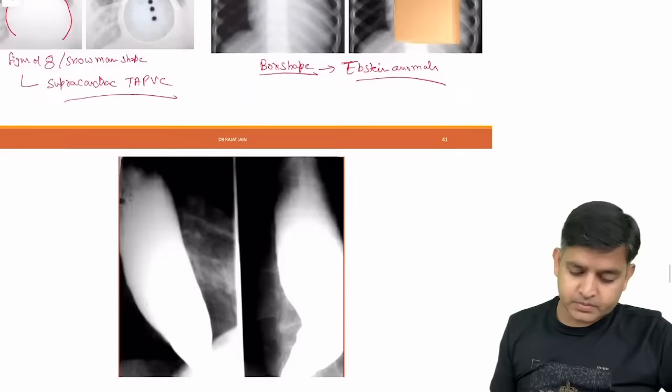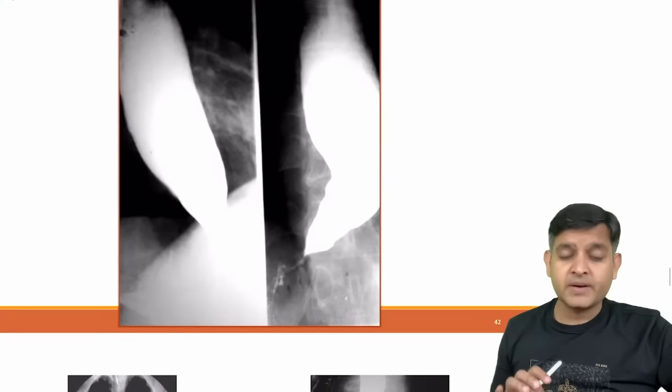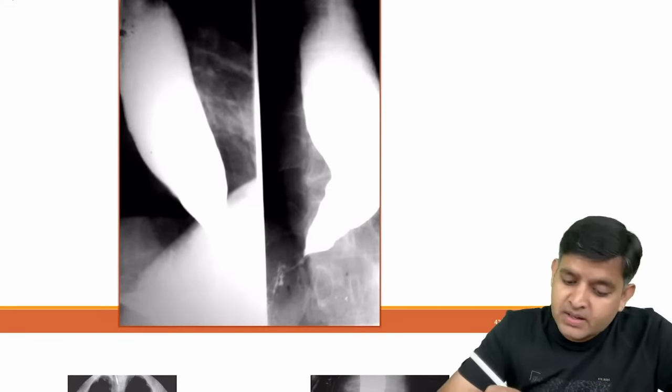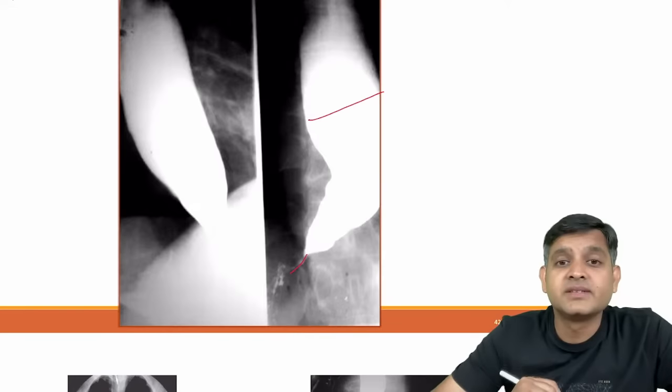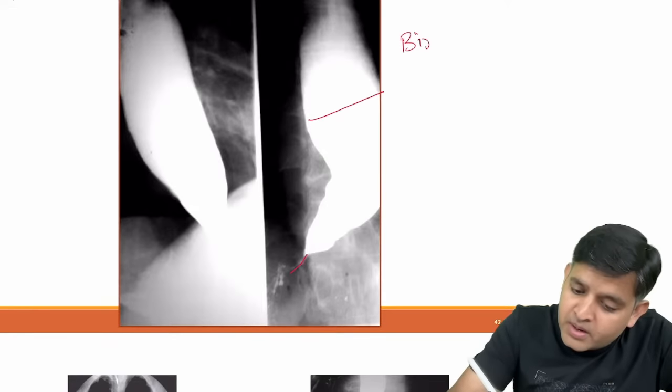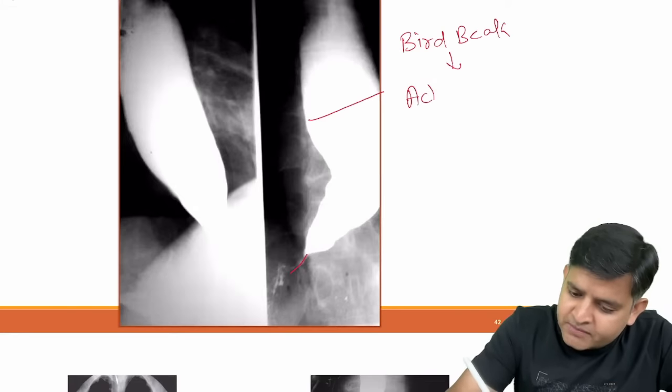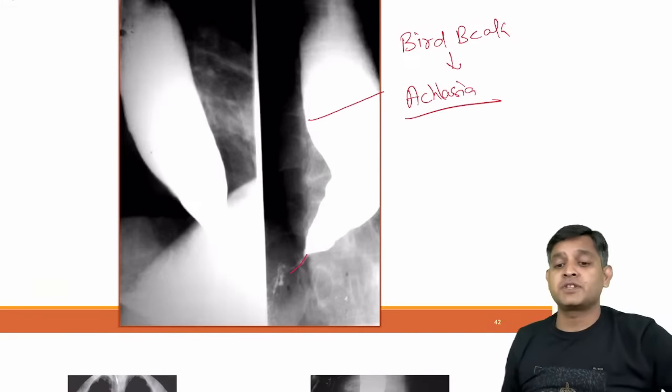Now tell me, what is this? A dilated esophagus with a narrowing at the distal end. What is this called? Bird beak appearance. Bird beak appearance is a feature of achalasia.